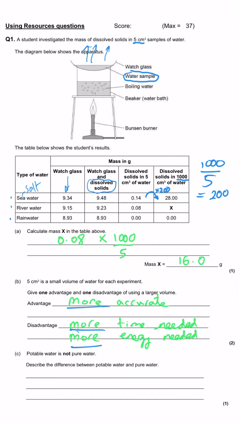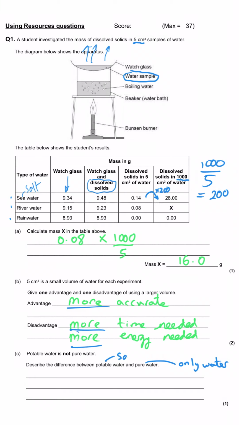And then finally, we are being asked to move on to think about potable water and pure water, and you're being asked for the difference between potable water and pure water. So pure water is only water, and potable water is water that is safe to drink.